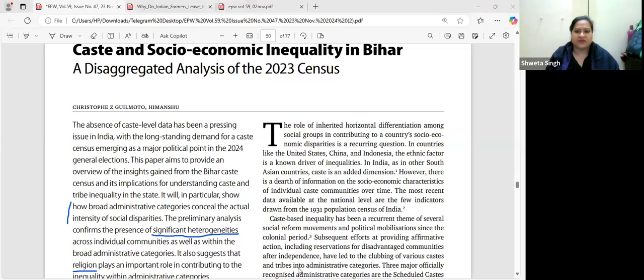With respect to this, when we start reflecting upon this very first sentence, the role of inherited horizontal differentiation. Now I ask myself, what is horizontal differentiation? What is vertical? Vertical creates inequality, like class-based differentiation, like rich and poor, right? Horizontal differentiation means we are different, we are diverse.